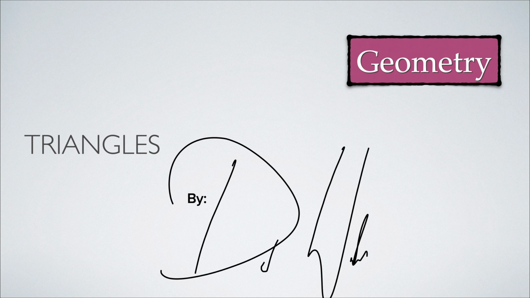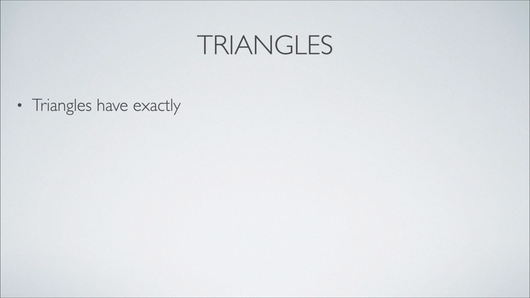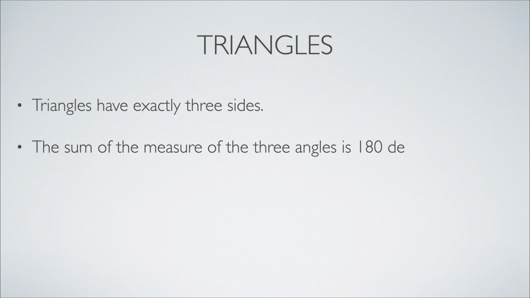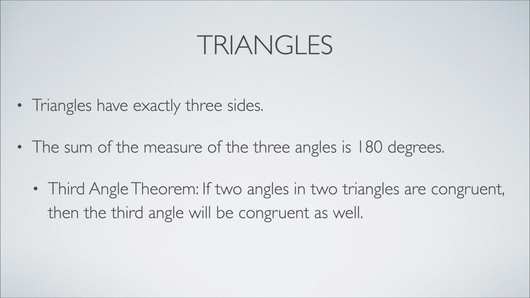All right, so let's talk about triangles. Triangles have exactly 3 sides. The sum of the measures of the 3 angles is 180 degrees. This leads us to the third angle theorem. If 2 angles in 2 triangles are congruent, then the third angle has to be congruent as well. For instance, if we had a 60 and a 70, then we would have to have a 50 as our third angle.